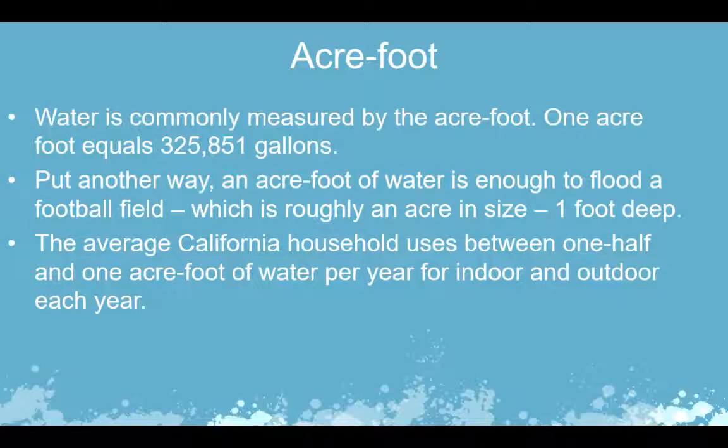And to give you a sense of how much water that is with respect to how much we use, the average California household uses between 1/2 and 1 acre foot of water per year for indoor and outdoors. Okay. So when we start looking at this, that's a lot of water. If you think about the average household, somewhere between half of that would be what, 160,000 to 325,000 gallons of water per year. That's a lot of water.